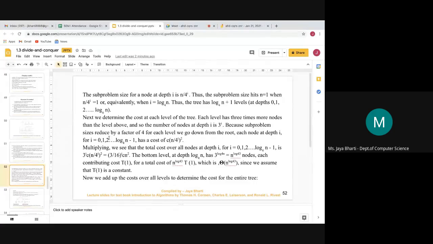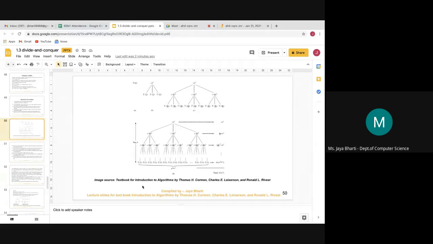Because the subproblem size reduces by a factor of 4 for each level as we go down from the root. So each node at depth i, for i equal to 0 to log n minus 1, since depth starts from 0, has a cost of c n by 4 to the power i whole square, where c is some constant value. So we can see the cost of this level; up to here we have done it. If you want to go further, it will be 3 by 16 whole cube times cn square.